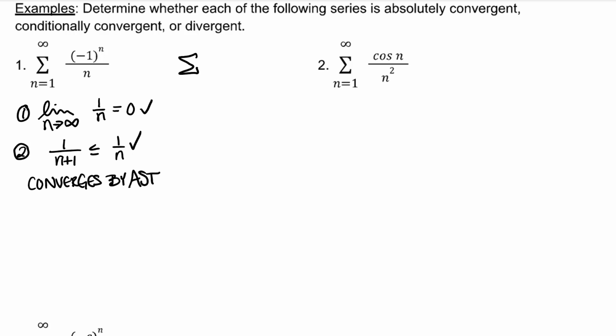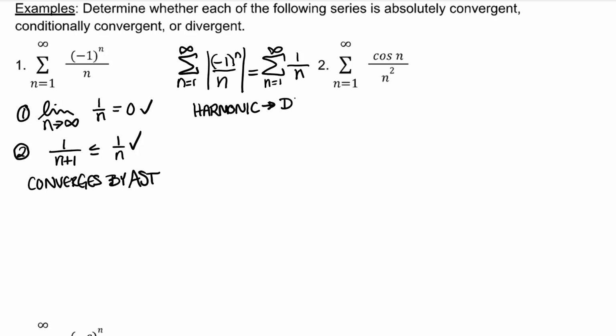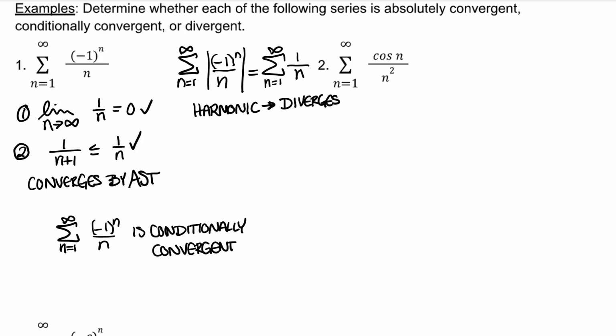Now let's consider the absolute value of each of those terms being added together. Negative 1 to the power of n in an absolute value would just be 1. This is the harmonic series, which we know diverges. So the non-absolute value version converged, the absolute value version diverged, therefore this series is conditionally convergent.